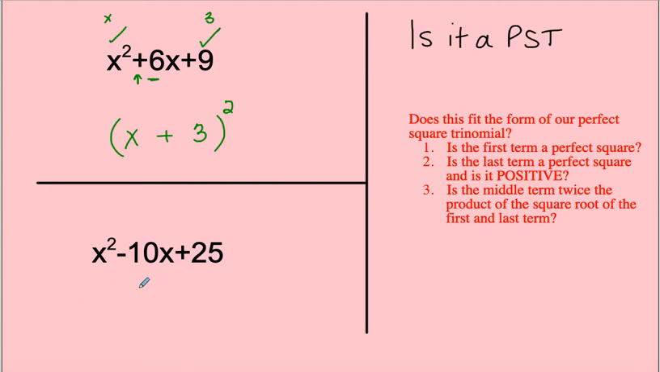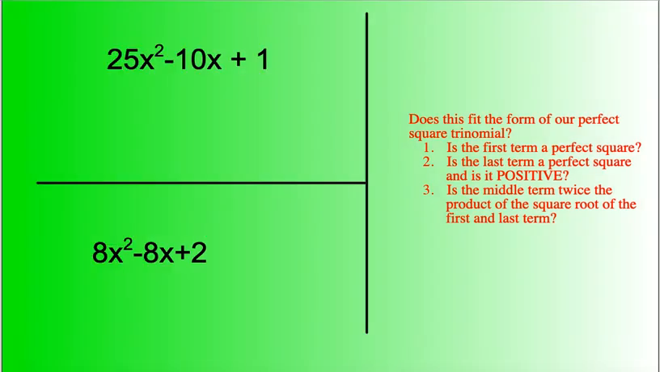All right, x squared minus 10x plus 25. Perfect square, positive perfect square, write down their roots. 5 times x is 5x, double that is 10x. Again, we don't want to worry about the sign. So I'm going to write my answer as a binomial square, x, 5, and I'm going to bring my sign with me. Those are perfect square trinomials. Nice and easy. All right, a little harder.